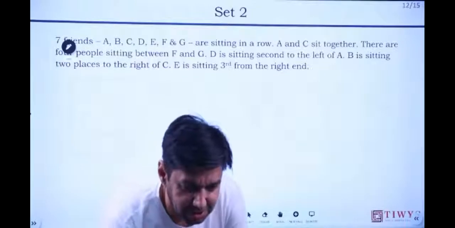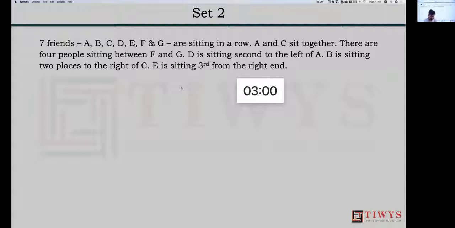Next set on your own. I'll put it on a PPT here. Set 2. Okay. Only 5 minutes. So let me read it first. 7 friends sitting A to C, sit together. There are 4 people sitting.